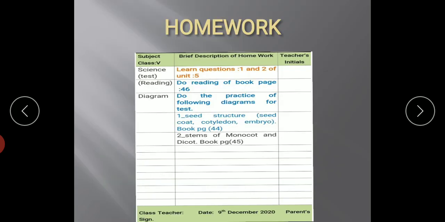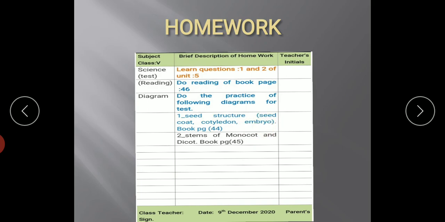Here is your homework. Learn questions 1 and 2 of unit 5, which you have already written in your copies. Learn these 2 questions. Do the reading of book page 46, which we have studied today: leaf, flower and roots. Do the practice of the following diagrams for the test. Number 1 is seed structure. You will have to draw the seed structure and show the 3 parts in it: seed coat, cotyledon and embryo.